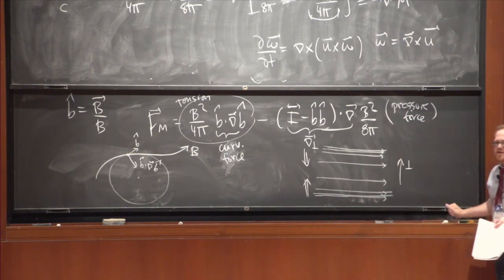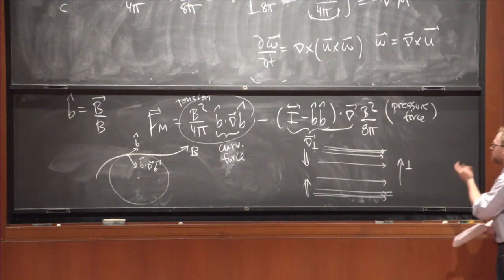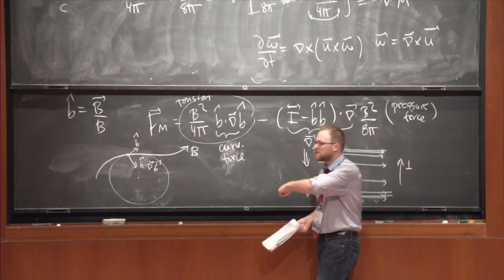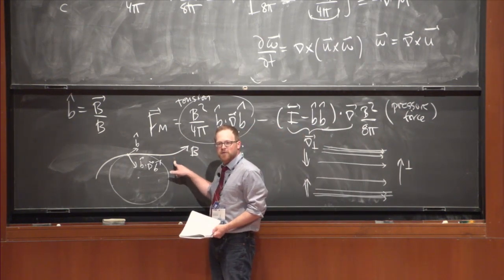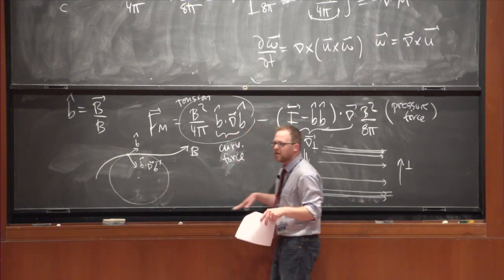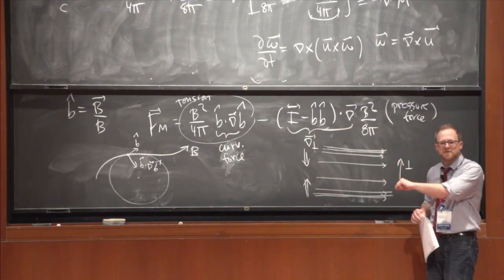So both of these things say that magnetic fields don't like to be messed with, right? They want to be straight, they want to be spread out. If the fluid, which is frozen into this field, curves the field, the field's going to want to back react on the fluid and straighten itself out. And it'll try to push the fluid in order to achieve this.